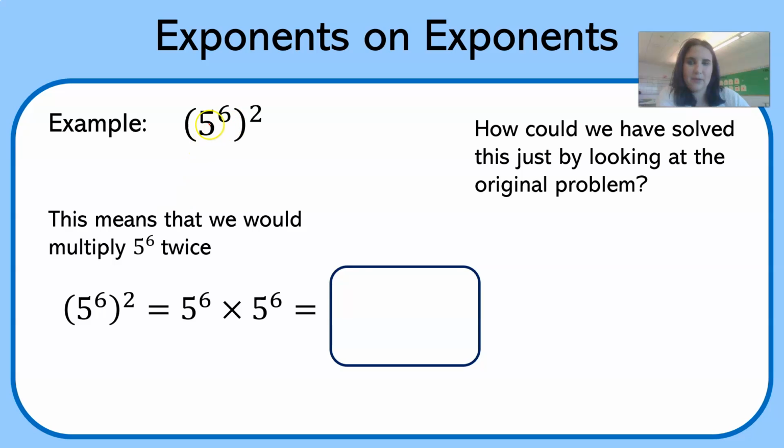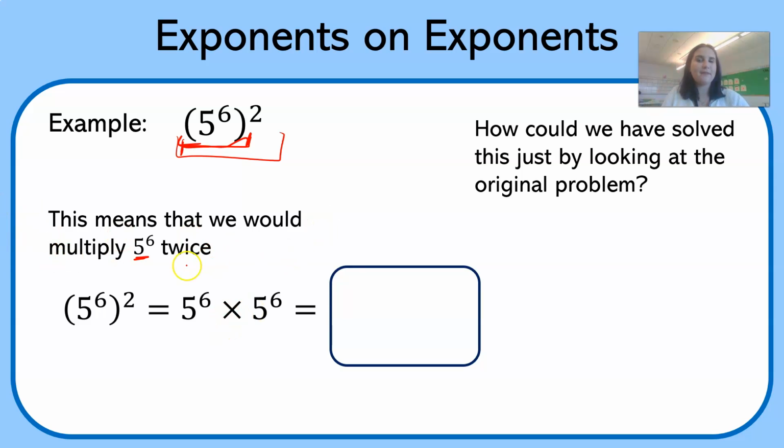So this is what an example looks like. To say this out loud, we say 5 to the power of 6 to the power of 2. So 5 to the 6th squared is another way you could say it. Again, an exponent means that's how many times you multiply something. So this 5 to the 6th is kind of like our base now. So our base is 5 to the 6th with an exponent of 2. That means I multiply 5 to the 6th twice. That's what an exponent tells us. An exponent tells us how many times to multiply the base.